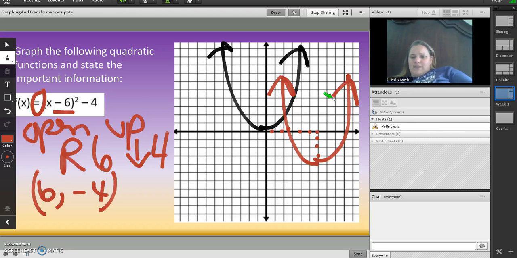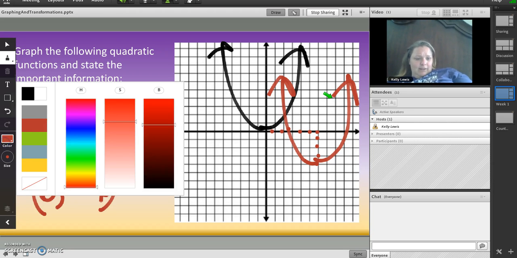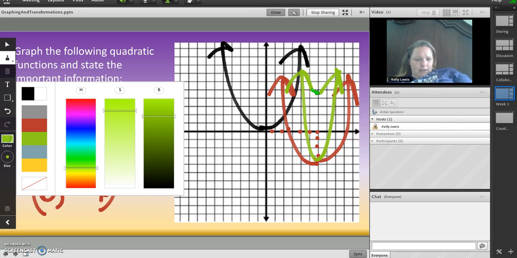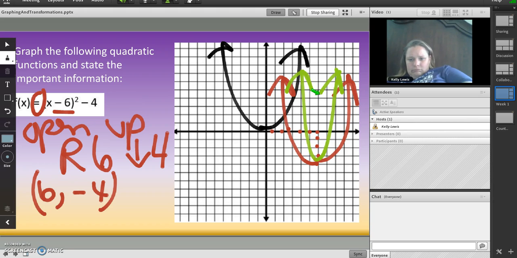Excuse me, and this is just a sketch. If you drew it like this, that's fine. If you drew it like this, that's fine. You've got to go through that spot. If you drew it super wide, that's fine. This is just a sketch by hand.